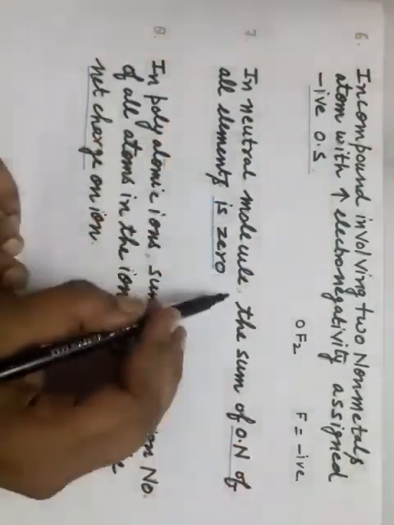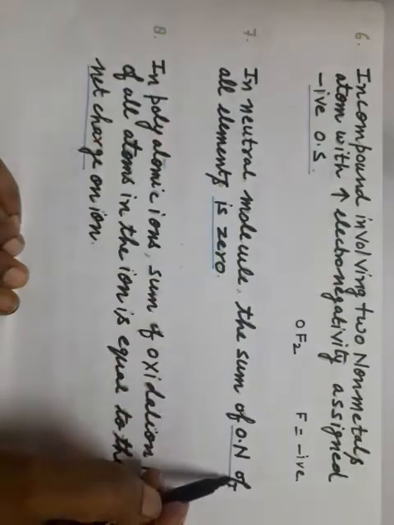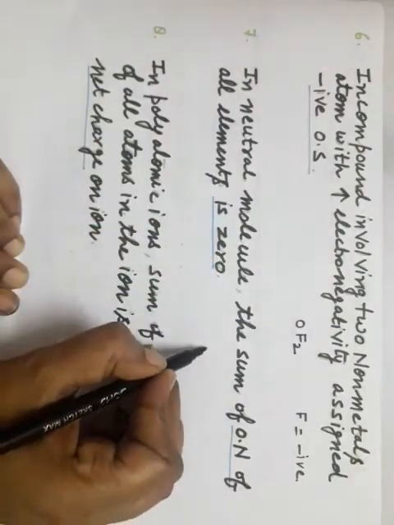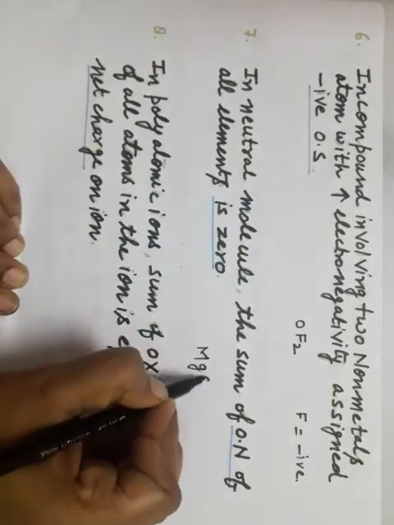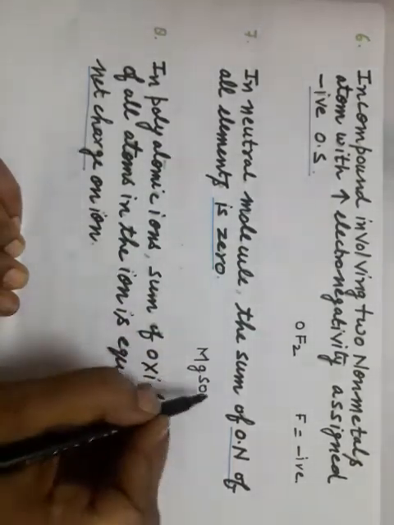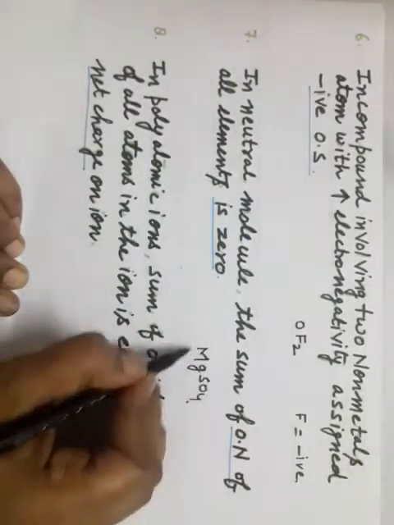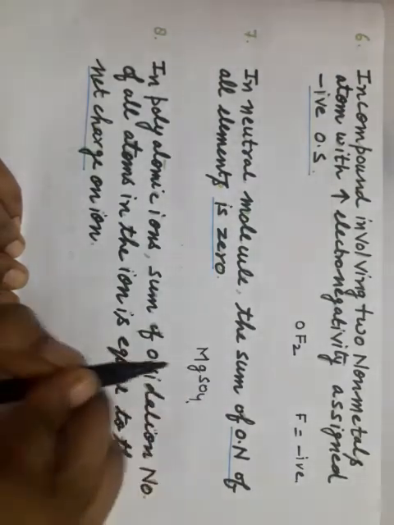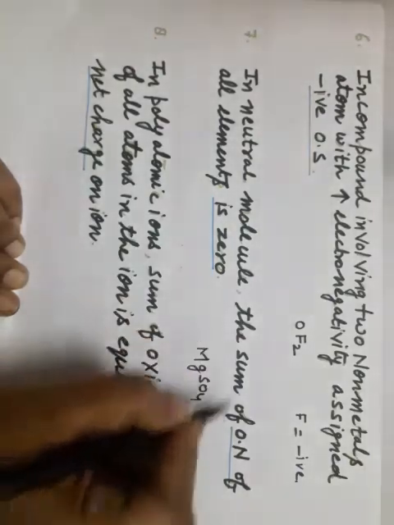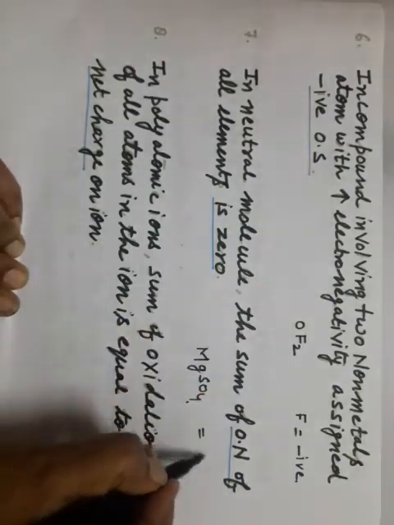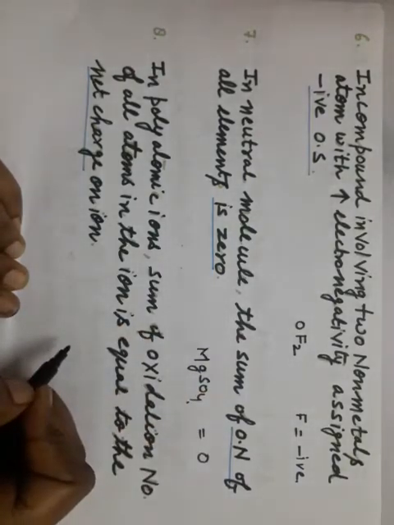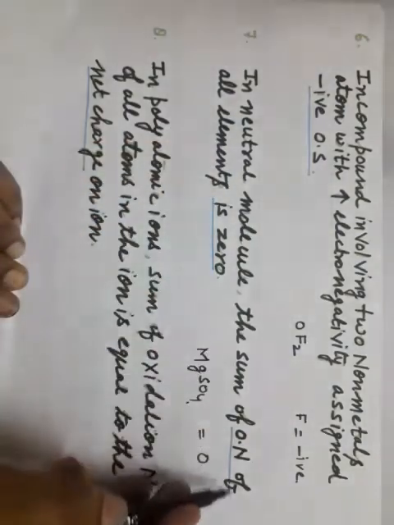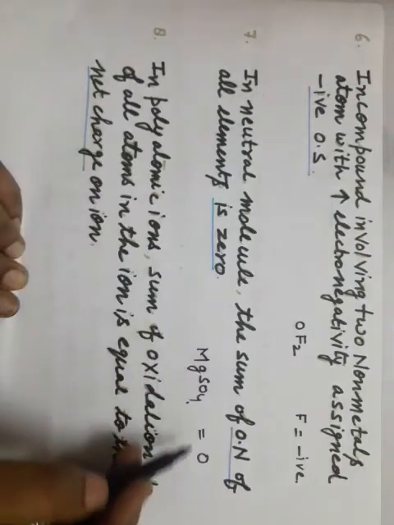In a neutral molecule, the sum of oxidation numbers of all the elements is 0. For example, if we take MgSO4, it's a neutral molecule having no charge. At that condition, the total oxidation state of the compound is 0. I am again repeating, in a neutral molecule, the sum of oxidation numbers of all the elements is always 0.